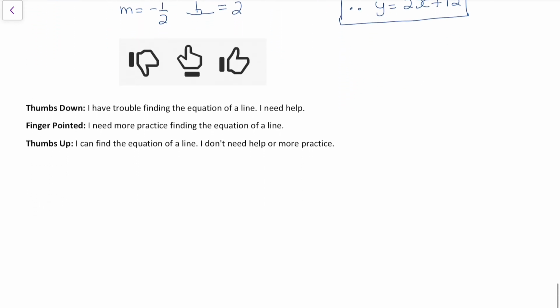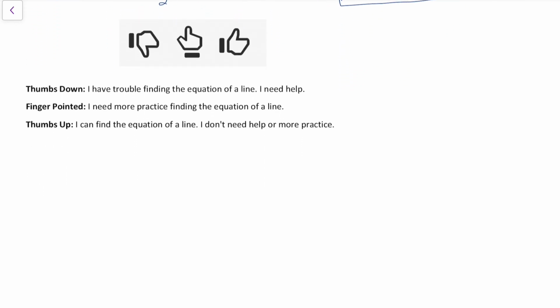Okay, I want you to rate yourself on how you feel you've done with finding the equation of a line. You're going to give yourself a thumbs down if you're having some trouble and you need some help, a finger pointed if you need some more practice, and a thumbs up if you can find the equation of a line. You don't really need any more help or practice.